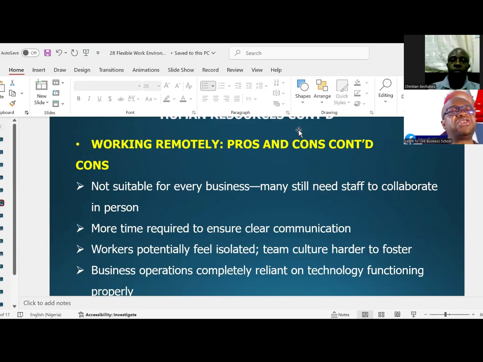Now, the question is to understand your business, know the area of your business that requires physical presence and the one that doesn't require physical presence, and do what? Balance it. The one that doesn't require physical presence, they can do it from somewhere. Like, I know of a school in Nigeria, a university in Nigeria.